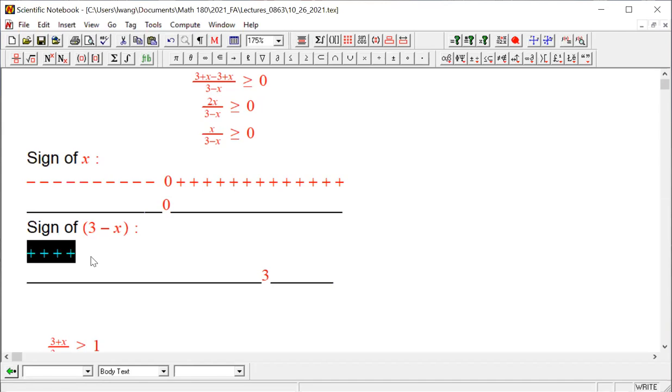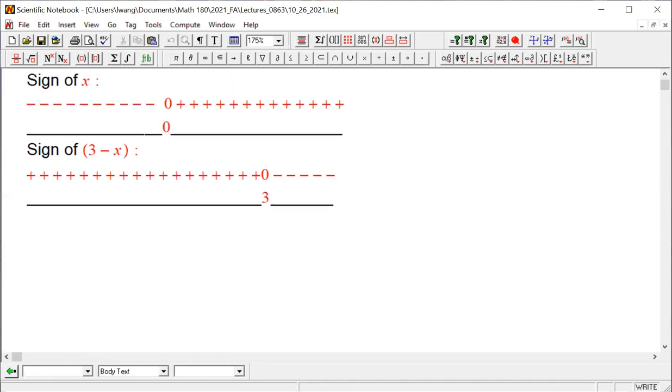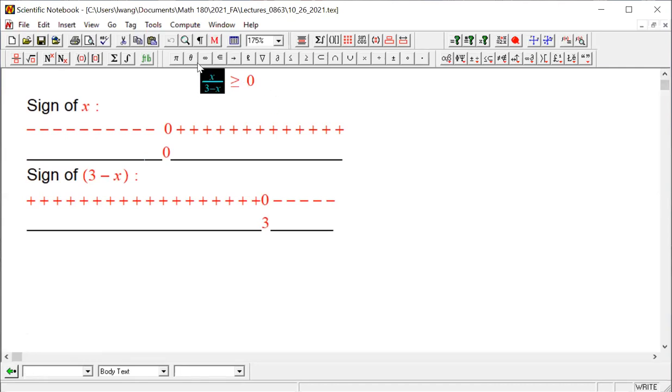Agree or not? Do you agree with me? When x is less than 3, you pick -1, right? 3 minus -1 is 3 plus 1, so you're going to get positive, right? When x is 3, it is 0. When x is larger than 3, 3 minus x is negative. And then you look at the sign of this guy. So finally, the sign of the quotient.